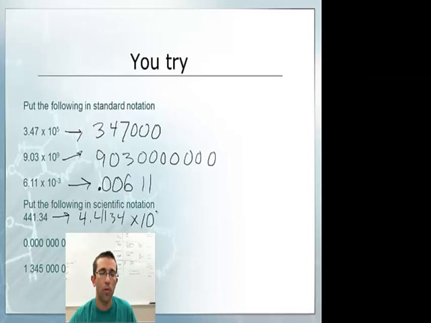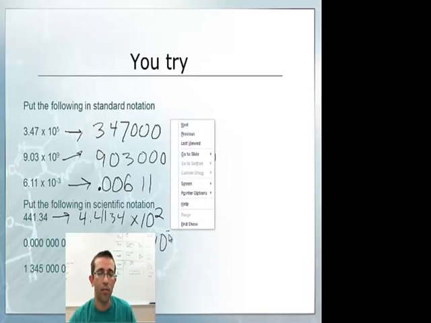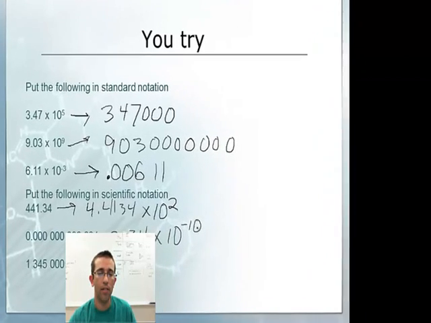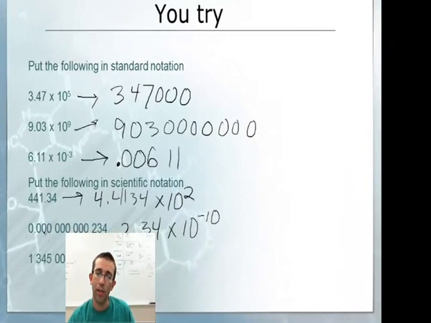How many times did we move it? We moved it twice to the second power. We got a really small number. 1, 2, 3, 4, 5, 6, 7, 8, 9, 10. So 2.34 times 10 to the negative 10th power. Why? Because we moved it right, really small number.